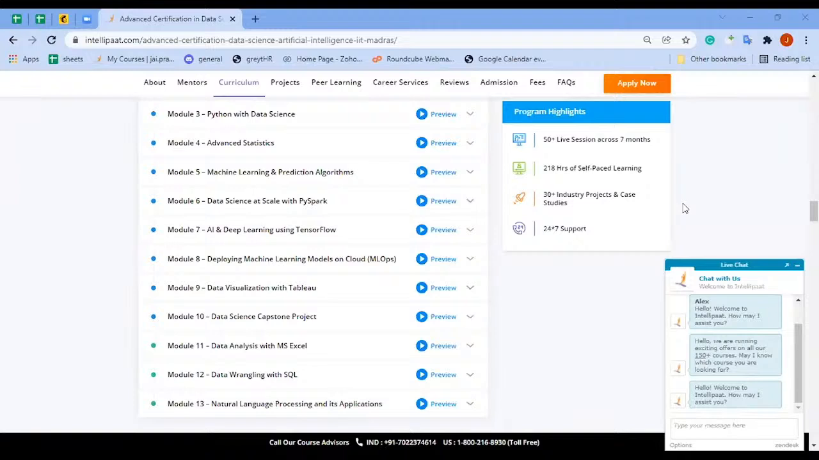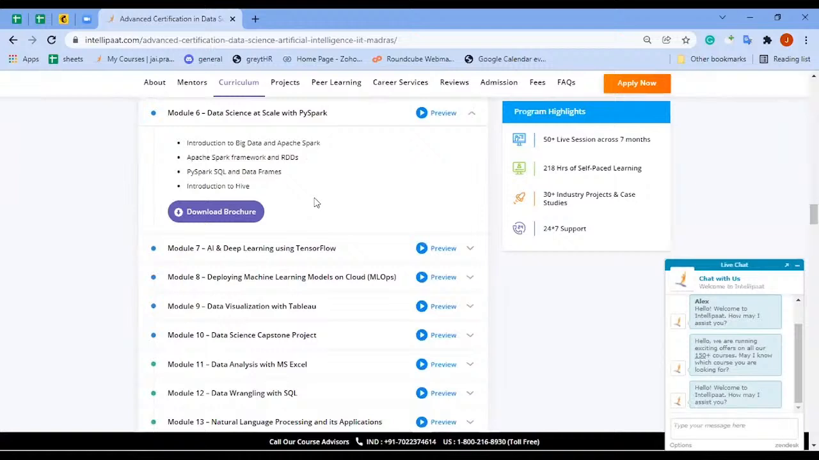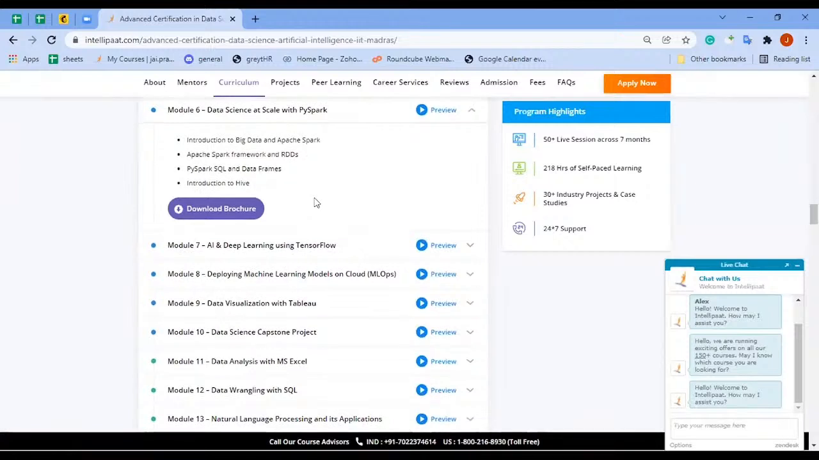Module number six is data science at scale with PySpark. This is nothing but the big data, Hadoop and Spark module. Now, why are we covering big data also? Because big data and data science are interlinked. Tomorrow, if you get placed with an MNC, wherein you also have to process millions of lines of data, there your knowledge of Hadoop and Spark will be required. In fact, in this module, we're going a step further. We're also teaching you PySpark. PySpark is nothing but an integration of Python with Spark.